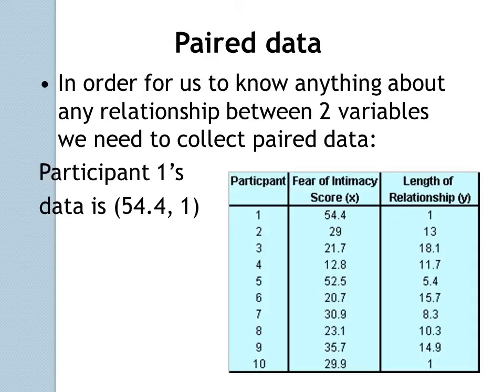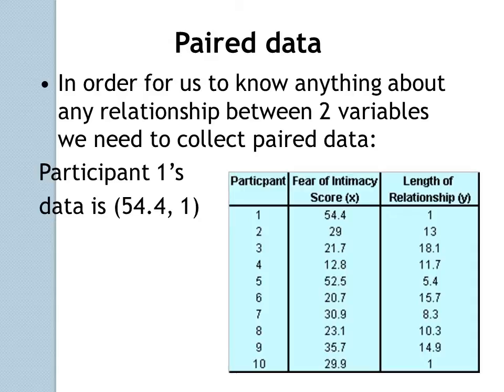One would assume that the longer you've been in a relationship, the less afraid you are of intimacy, whereas the shorter you've been in a relationship, the more afraid of intimacy you are. Fear of intimacy is measured on a scale, and the higher the score, the more afraid you are. Length of relationship is measured in years. So what you'll see here is that participant 1's fear of intimacy is 54.4, and the length of their relationship is 1 year.